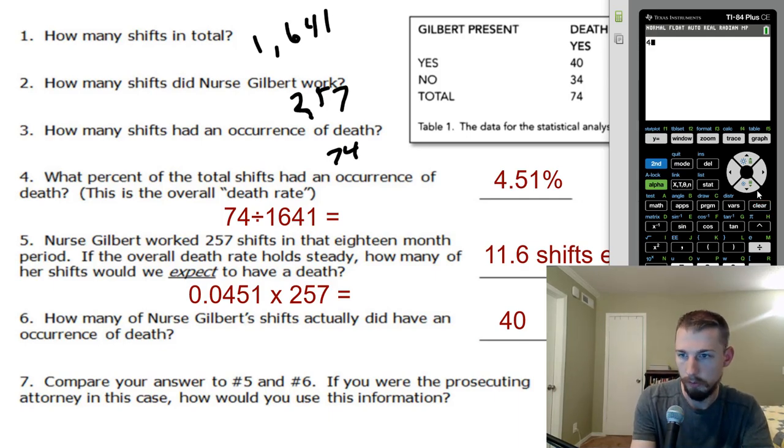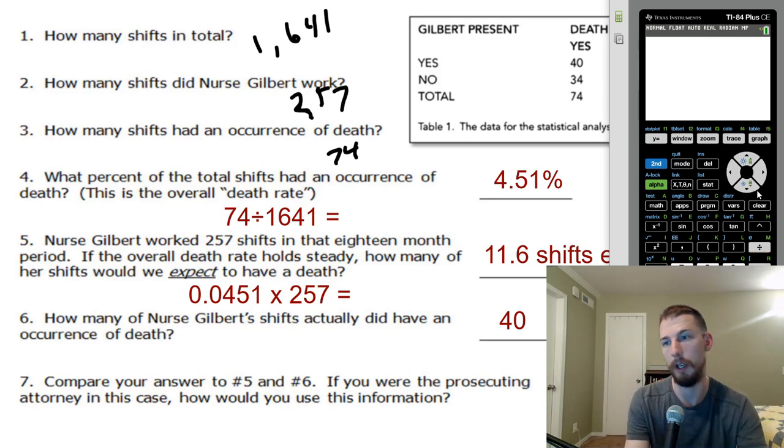Well, 40, I'm just going to do some math real quick. 40 divided by 11.6, I've got a calculator doing it for me. That's 3.4 times the number of deaths that we would expect. Does that sound statistically significant to you?